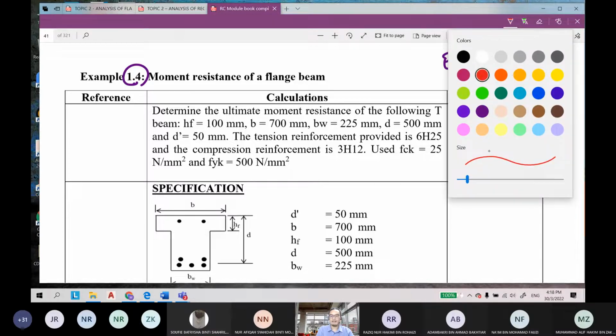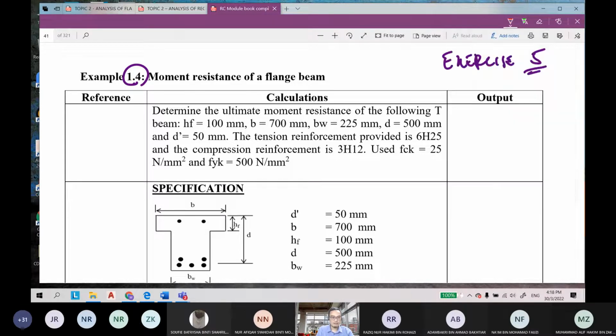This is our design data. D prime is 50, B is 700 mm, 100 mm for HF, which is the thickness of the slab. BW, we change BW to 250 mm. So here BW is 250 mm. You can write down the data.